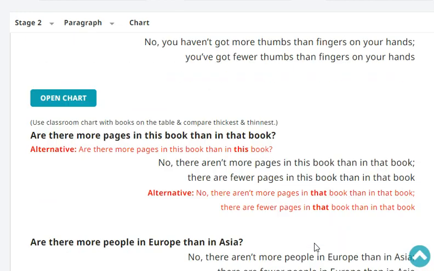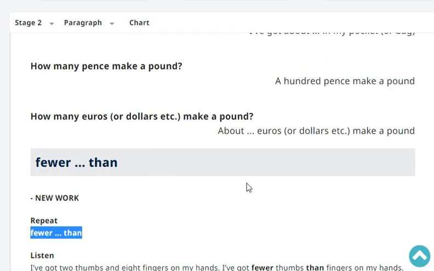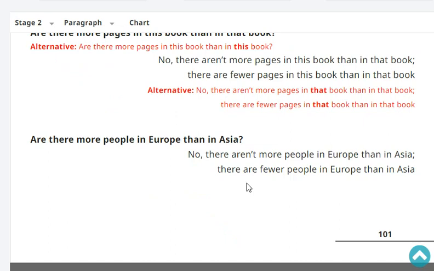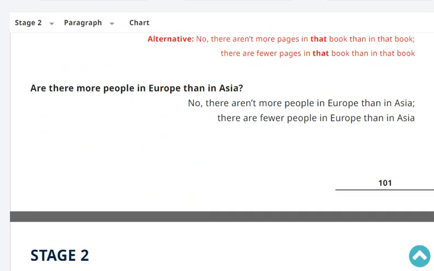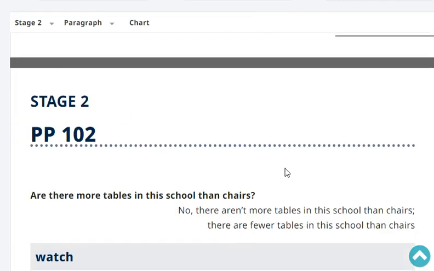Very good. Are there more people in Europe than in Asia? No, there aren't more people in Europe than in Asia. There are fewer people in Europe than in Asia. Very good.